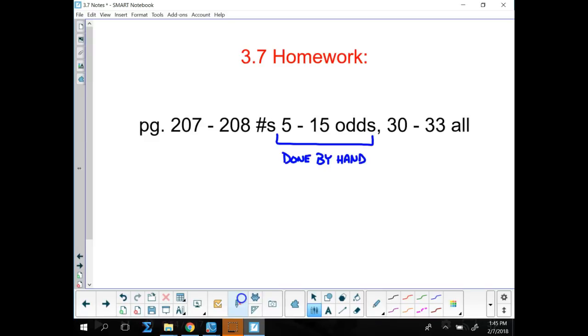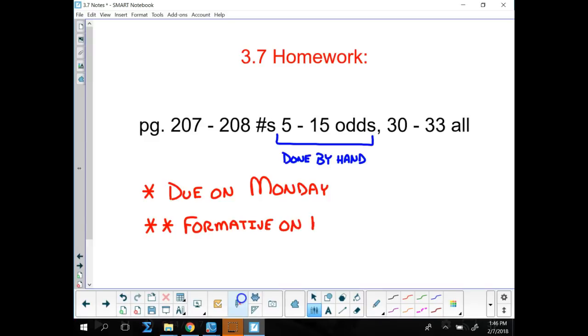Five through 15 I want done by hand. If you want to do 30 through 33 with a calculator, that's your call. You can do them all by hand if you want. There's no finding the determinant of a 4x4 or anything like that. Next, this will be due on Monday. We haven't done a 3x3 Cramer's rule yet, so I'm not going to have you turn one in tomorrow. Next thing, there is a formative on Friday. That's all I got for you.